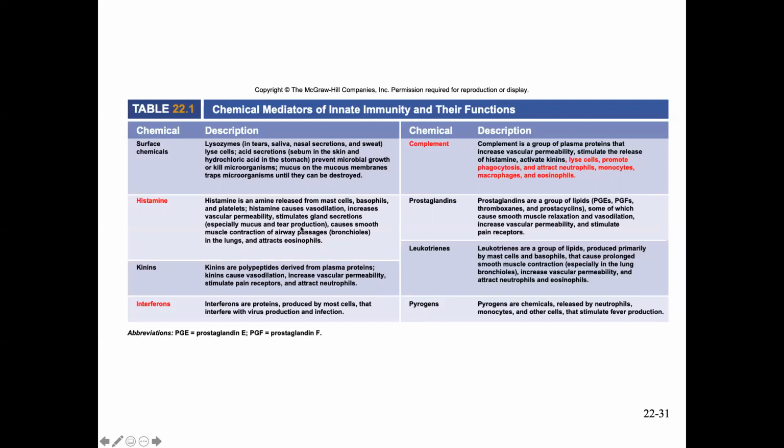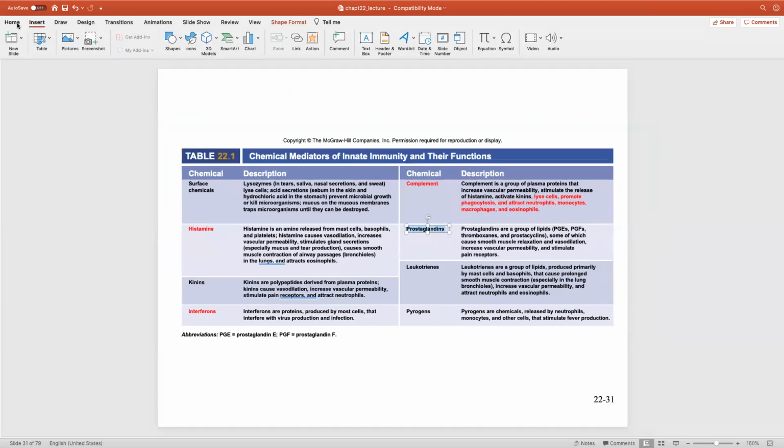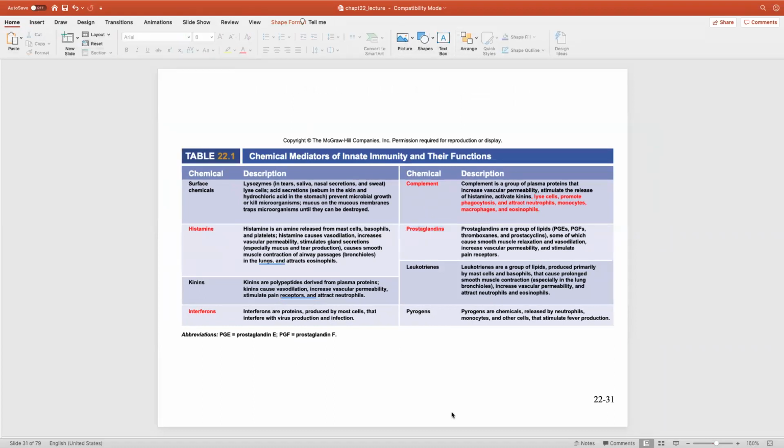It stimulates glandular secretion and causes smooth muscle contraction in the airways, in the bronchioles of the lungs. It attracts eosinophils, so then you have more white blood cells traveling to the site of infection. Now, the other ones I want you to know are interferons, complement, and prostaglandins, right? So I'm just going to highlight the prostaglandins right here as well. Interferons will be next, and then complement. I believe complement is the next set of slides right here.